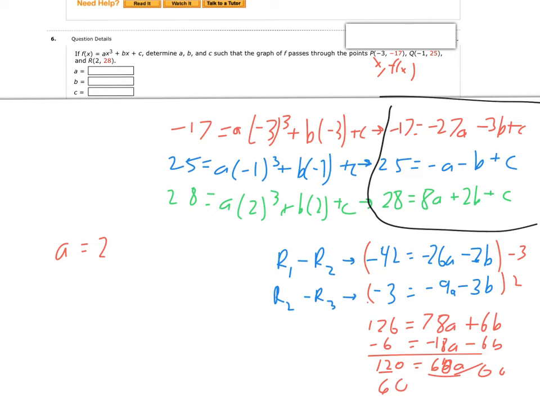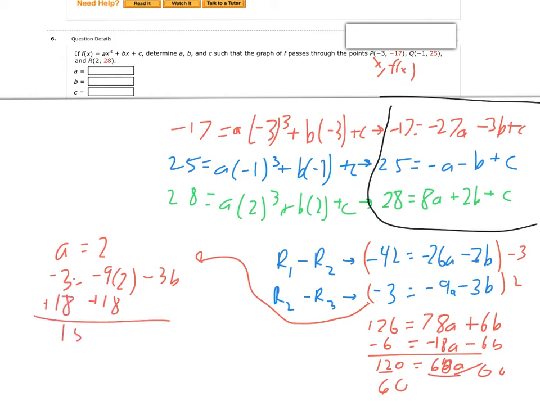I can then plug that back into any equation. I'll go ahead and use this second one right here. So I get negative 3 equals negative 9 times 2 minus 3B. So I'll add this 18 over, and I get 15 equals negative 3B, so B equals negative 5.